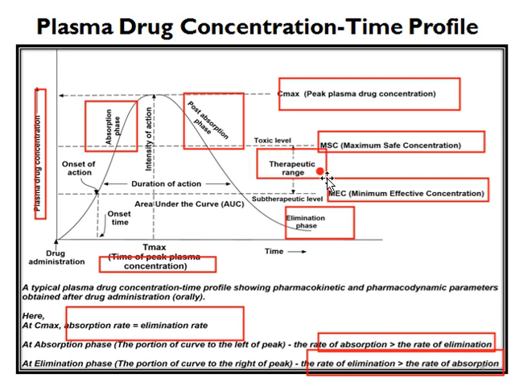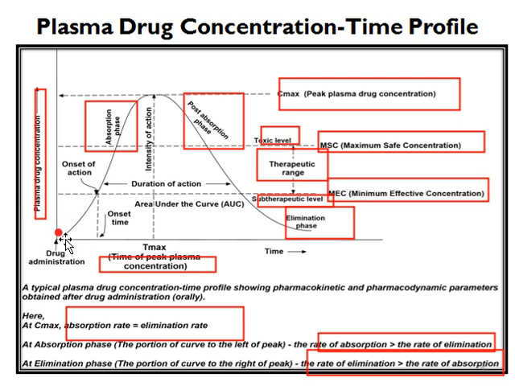The range between this minimum effective concentration and maximum safe concentration is known as the therapeutic range, during which the therapeutic action of the drug is observed in the body. The plasma concentration below MEC will be known as the subtherapeutic level, whereas the concentration above MSC will be known as the toxic level of the drug in the body.